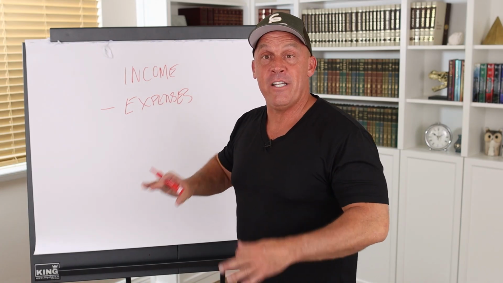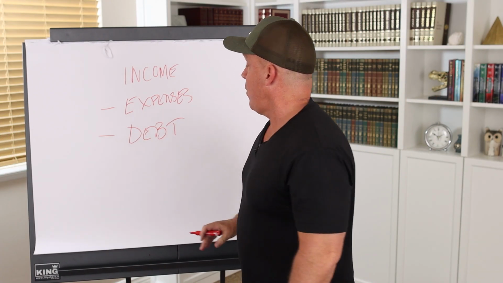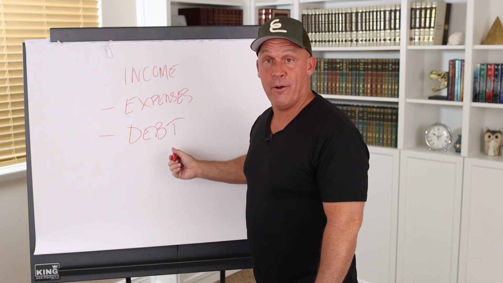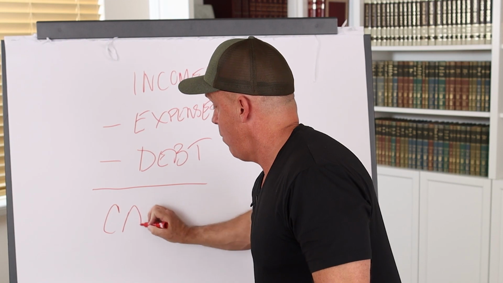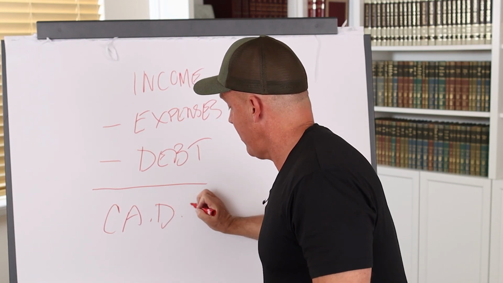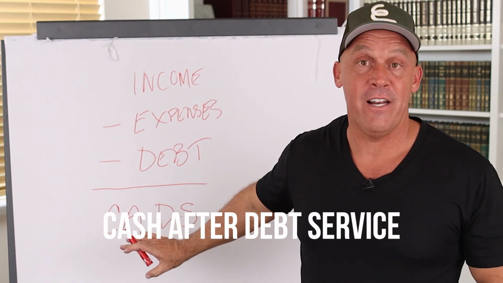But it's not complete until you also subtract its debt service. You have to subtract your debt payments. So do you have a loan on the property? How much do you pay a month? That's the number that's going to go here. And then after you've added all that up, what you're left with is what we call your cash flow, or your cash after debt service.